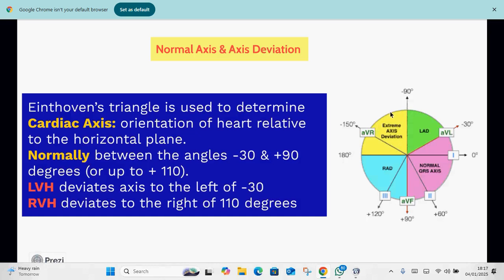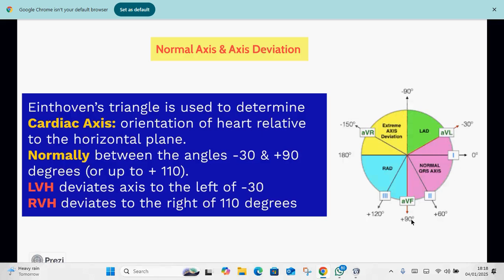The area in between, which is less than minus 90, the yellow, is called extreme axis deviation. So the heart should not go in the opposite direction. If the heart goes all the way beyond the left axis deviation and right axis deviation, this is called extreme axis deviation, between minus 90 and plus 180. The yellow area.